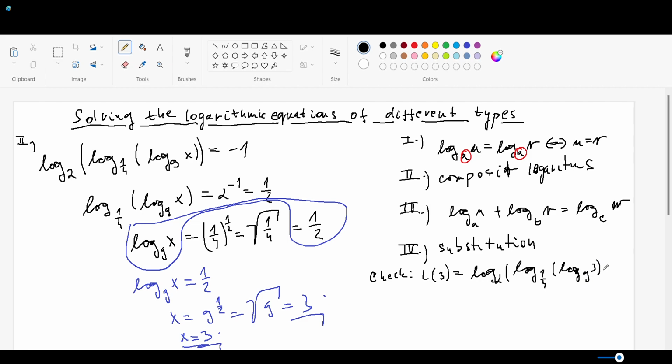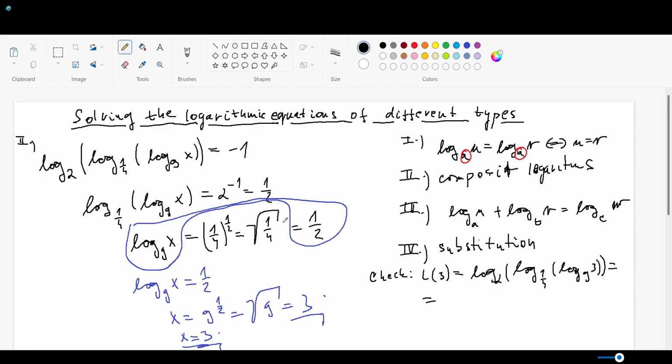of 3, which means log base 9 to the power of what is equal to 3? -2, exactly, and so on and so forth. You'll check your solution, and you will come to the conclusion that x equal to 3 is really the correct answer.